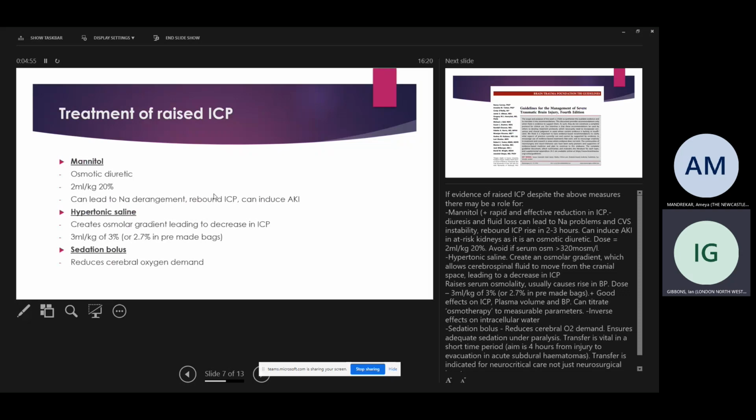Hypertonic saline is also commonly used, and this creates an osmolar gradient which allows cerebrospinal fluid to move out of the cranial space, leading to a decrease in intracranial pressure. And finally, there's also a role for sedation and paralysis boluses. This helps to reduce cerebral oxygen demand, so ensuring adequate sedation under paralysis.